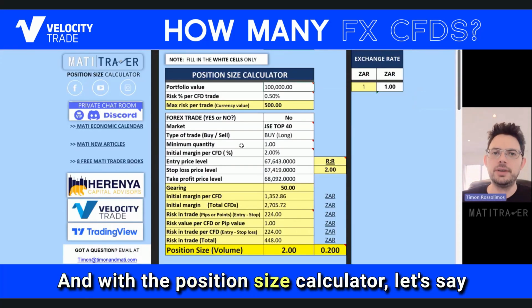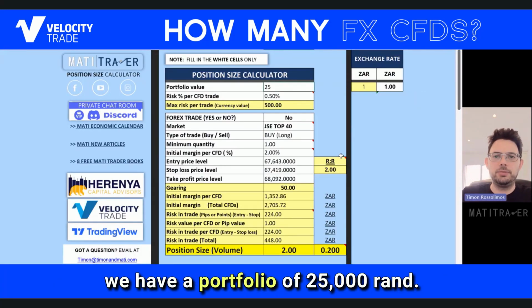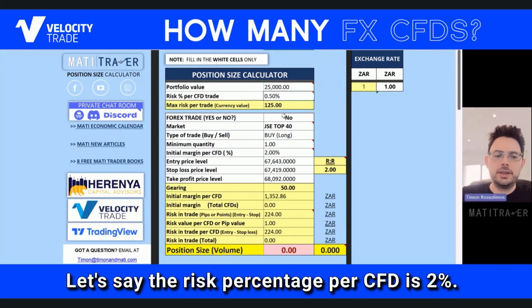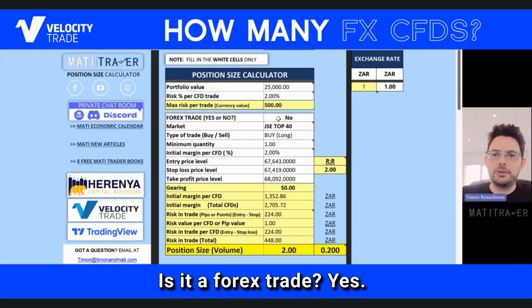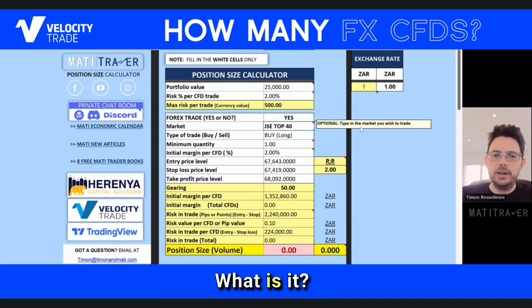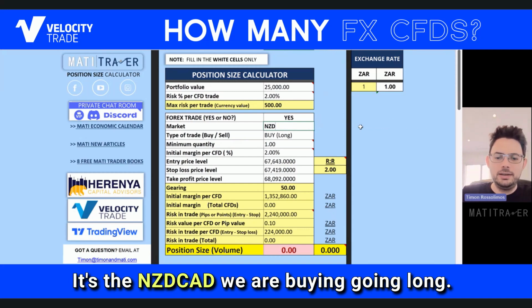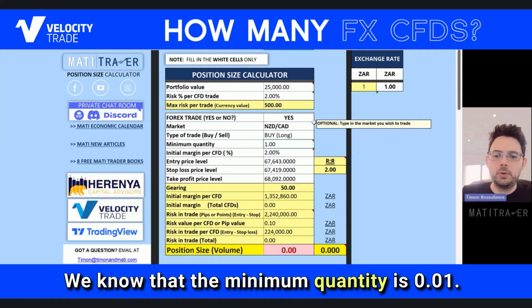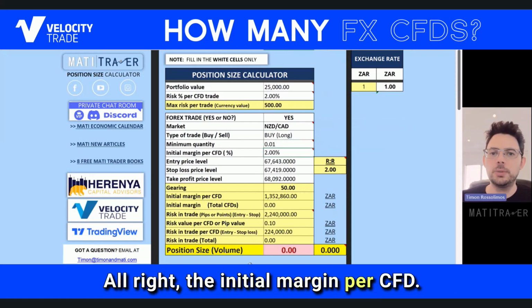And with the position size calculator, let's say we have a portfolio of 25,000 Rand. Let's say the risk percentage per CFD is 2%. Is it a Forex trade? Yes. What is it? It's the NZD CAD. We are buying, going long. We know that the minimum quantity is 0.01. All right, the initial margin per CFD.